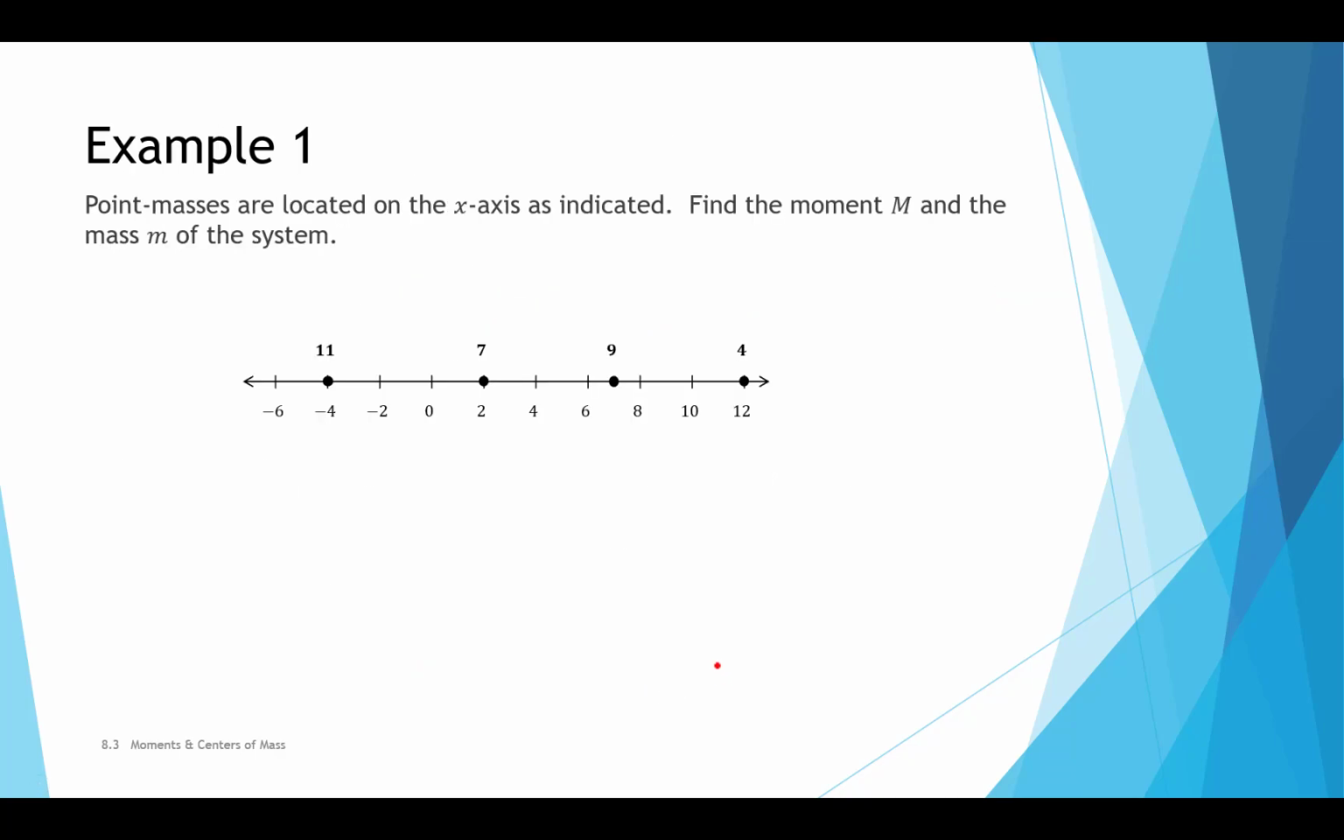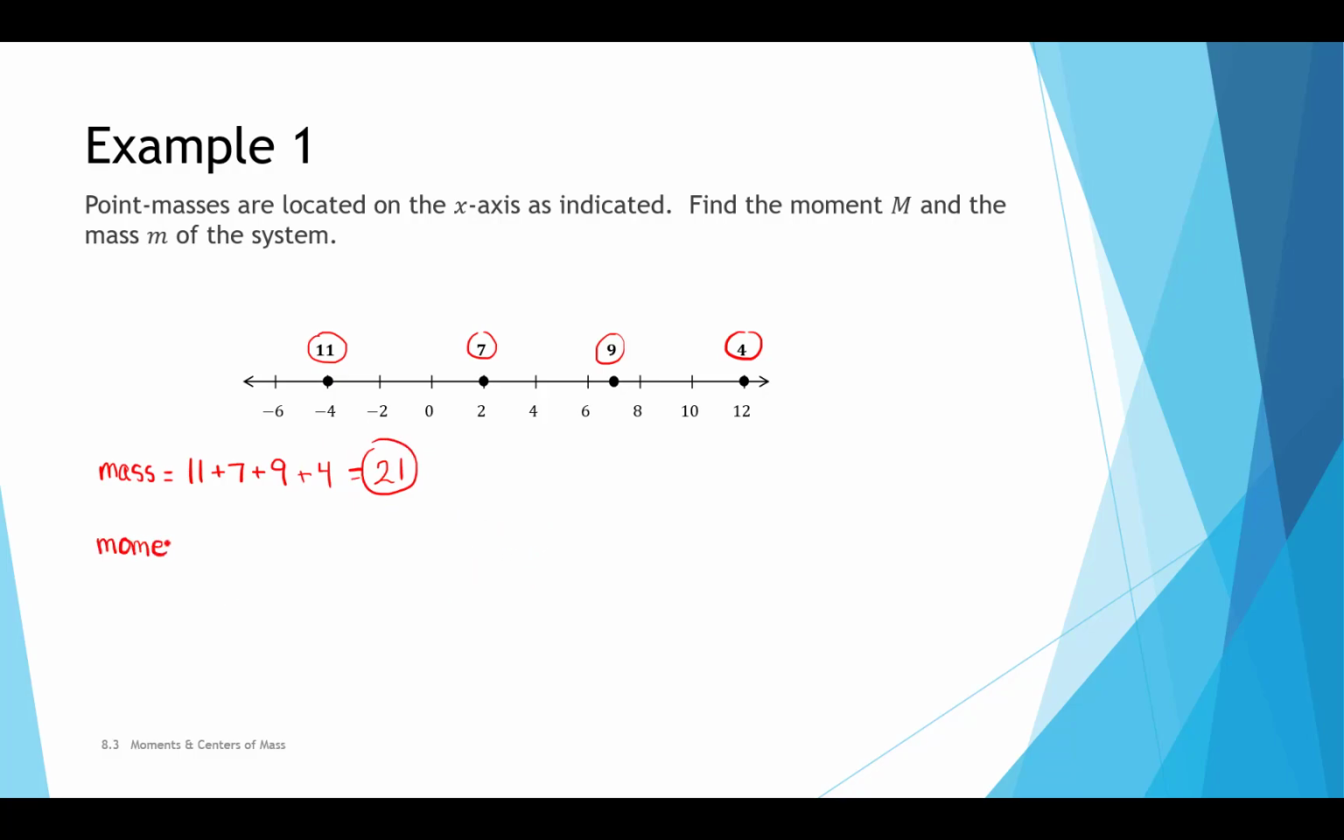So here's an example. Point masses are located on the x-axis as shown in this figure. We want to find the moment and the mass of the system. So finding the mass is a little bit easier, so we'll do that one first. To find the total mass, we just add up the masses of these 4 points. So 11 and 7 and 9 and 4, and that is 21. So the mass of the system is 21.